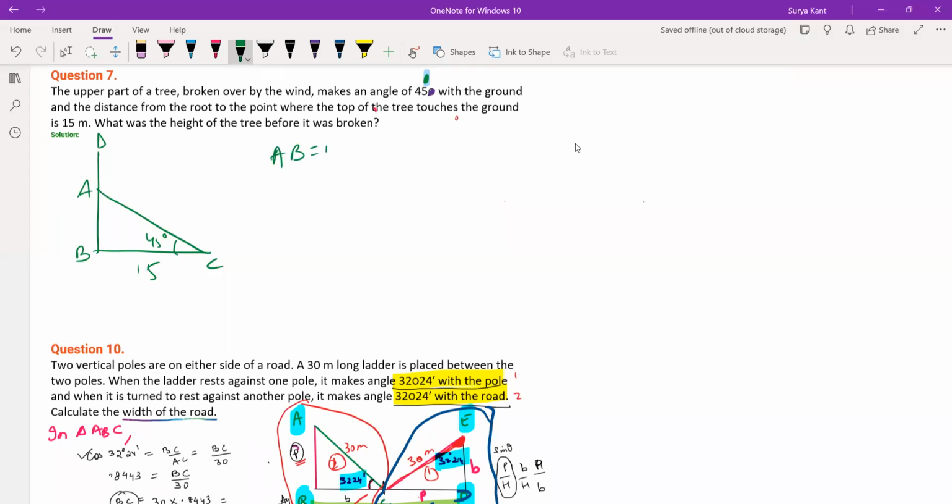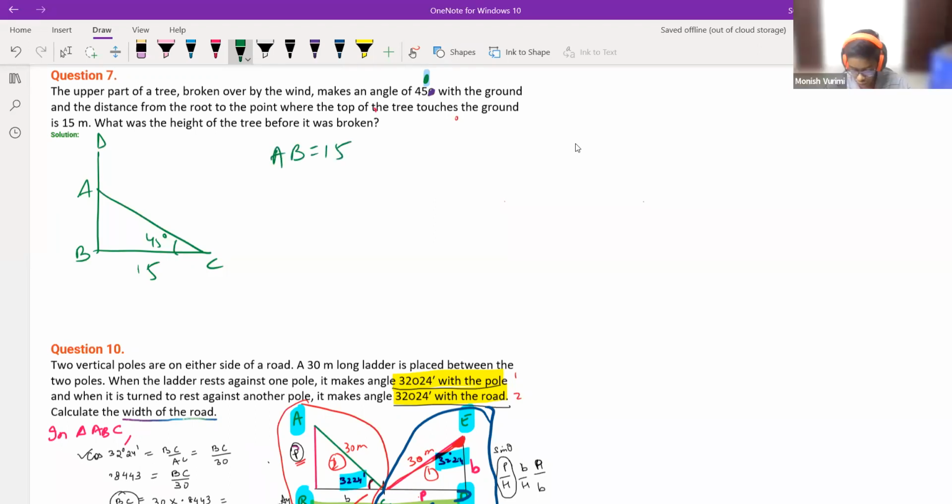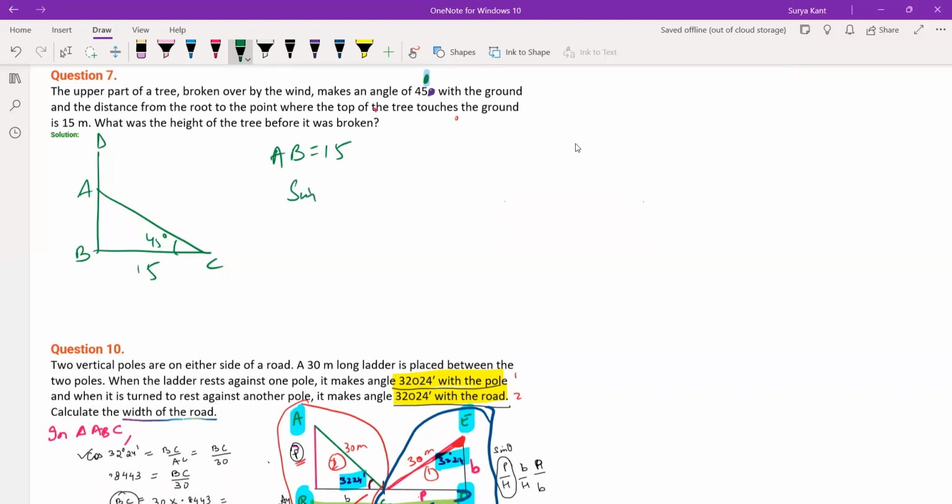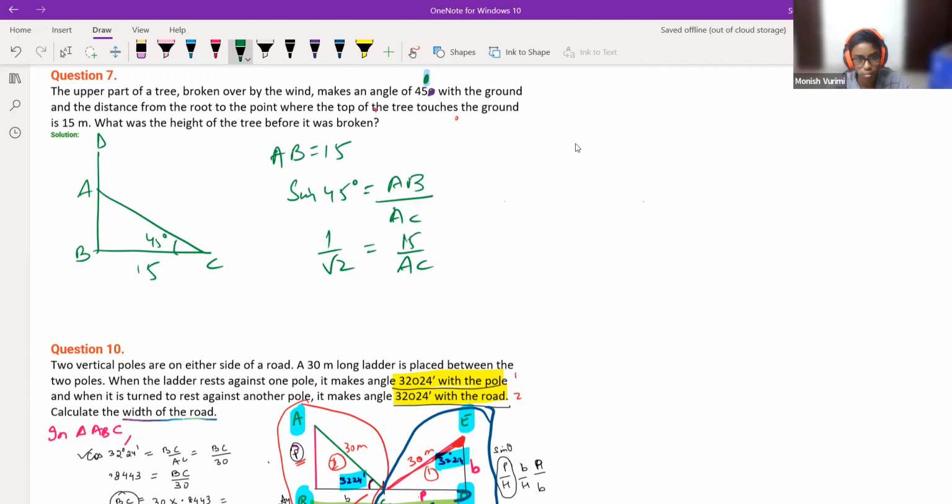See, AB is 15 you're getting, right? Yes, sir. It's 15 root 2 by 2. And sine 45 you can use. Sine 45 is AB by what? AC. So sine 45, 1 by root 2, is equal to AB, 15 by AC, right? Yes, sir. So AC is equal to 15 root 2.